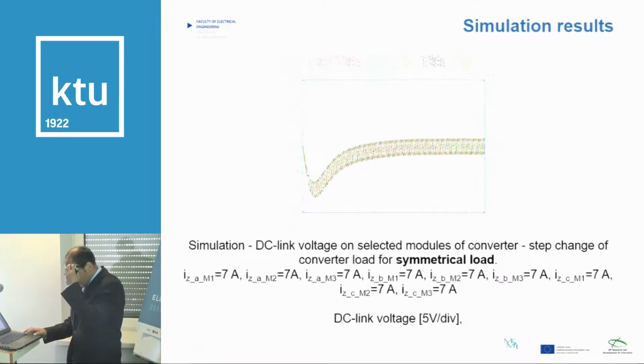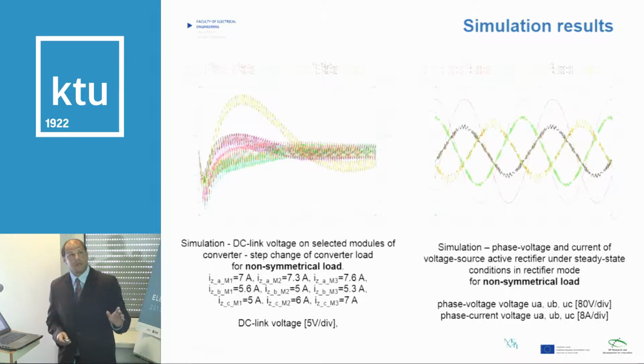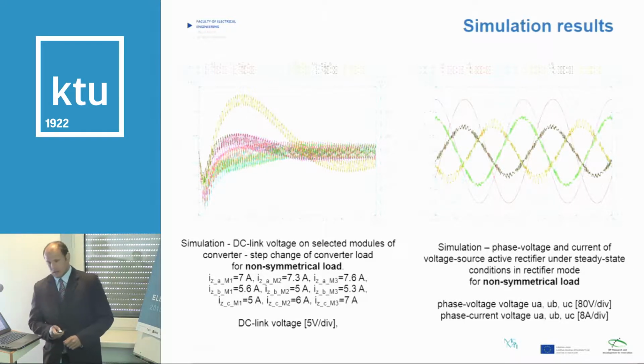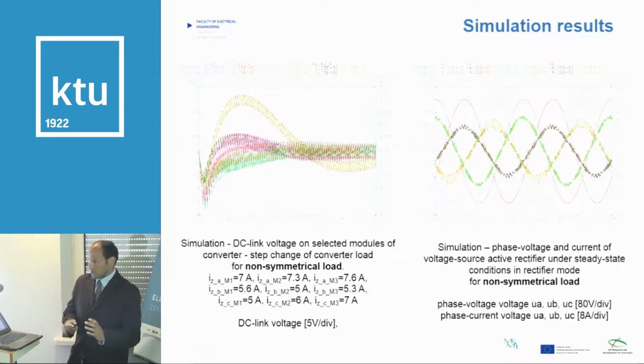This is the converter behavior for a step change of the symmetrical load, but more interesting are these figures, where the converter is under non-symmetrical load, and the balancing voltage is controlled to the required value, and in this case it's during 1 second. For the non-symmetrical load there are also different values of the currents in each phase, and also the current ripple is different. It's caused by the different modulation signal for each cell.